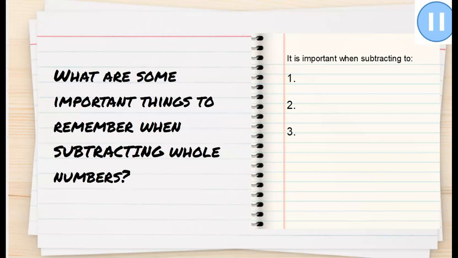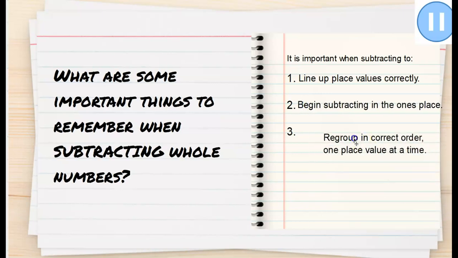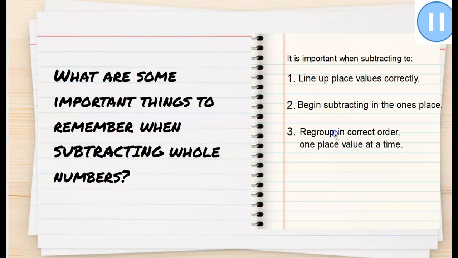Okay, before we begin subtracting, I want to remind you of some important things to remember when subtracting. Number 1, it's important to line up our place values correctly. Number 2, begin subtracting in the ones place. And number 3, regroup in the correct order, one place value at a time. Go ahead and pause the video to copy these ideas in your journal so you can refer back to them later.